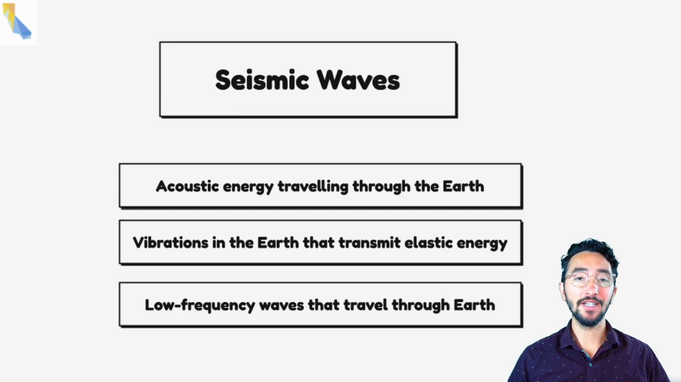Now that we've heard an example of seismic waves, we can also provide some textbook definitions. In general, a seismic wave has elastic energy. It's typically low frequency, and the main thing is that the waves propagate through the earth as compared to sound waves, which typically would propagate through the air.